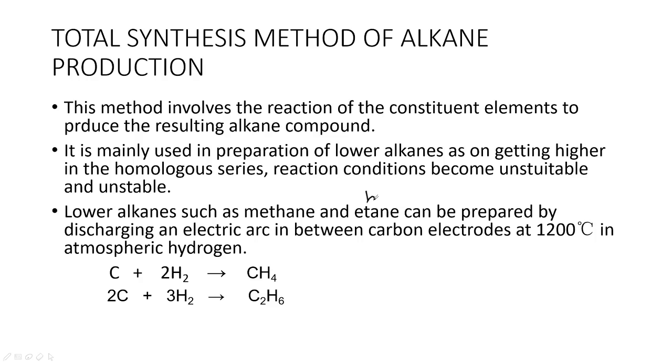And this method might not actually be needed, because we all know natural gas is the best source of methane and ethane because it can be obtained freely. But we also can use this method, though it is discouraged. Now, like I said, lower alkanes such as methane and ethane can be prepared by discharging an electric arc in between carbon electrodes at 120 degrees Celsius in atmospheric hydrogen.